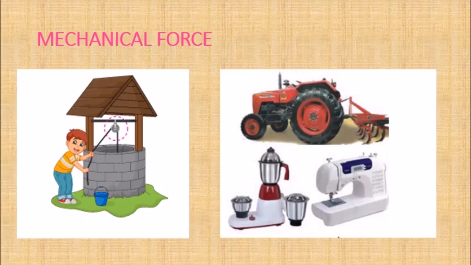For example, when you are pulling a bucket full of water from a well, we are using muscular force with the help of a machine. And some machines use electricity or fuel. So there are two types: you can either use machines by using your muscular force, or you can use electricity to run the machines. Examples of mechanical force are a washing machine and an electric pump, all of which use electricity to work.